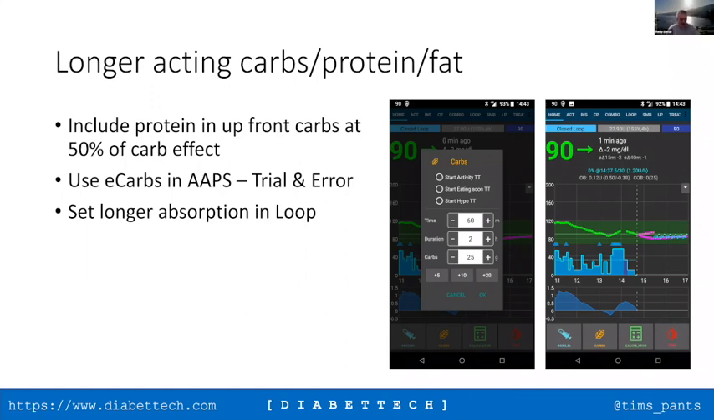Okay, thanks very much. Cheers. So before we move on to exercise, does anybody have anything else they want to raise?